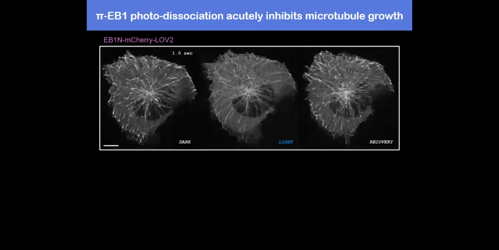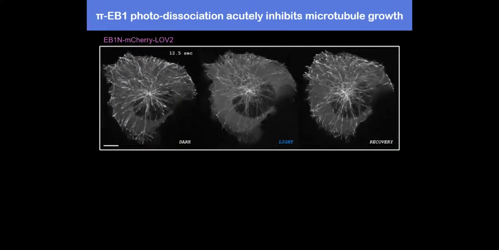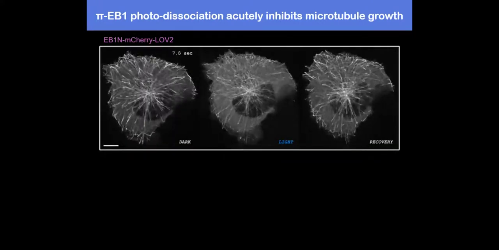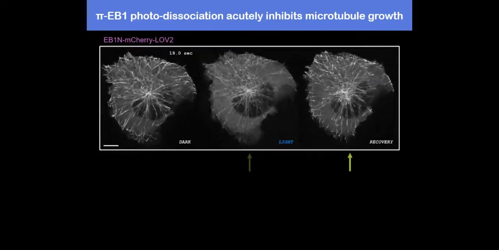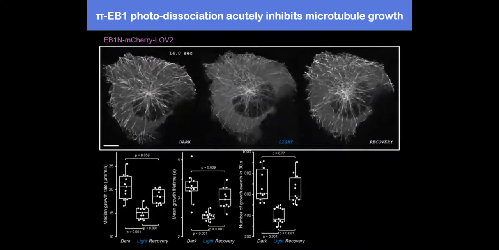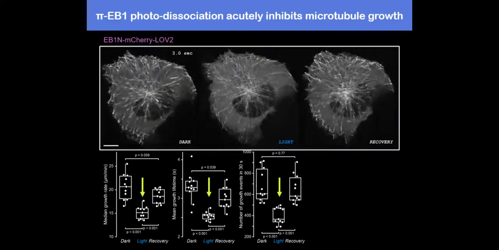On the other hand, if we tag the N-terminal half of PI-EB1 with mCherry, we can use this to analyze the effect of PI-EB1 dissociation on microtubule polymerization dynamics. This movie shows 20-second time-lapse sequences of the same cell before, during, and a few minutes after blue light exposure, demonstrating reversible inhibition of microtubule growth as indicated by a substantial decrease of the microtubule growth rate, the duration of growth events, and the overall number of growing microtubules.